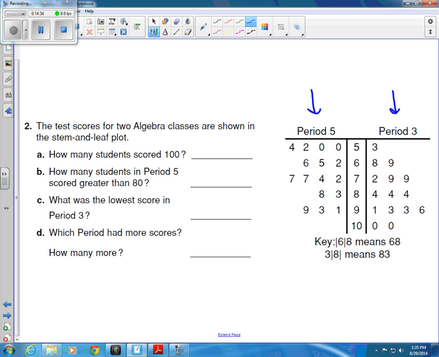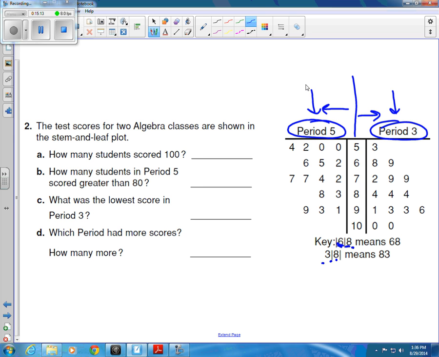Let's answer some questions. Again, the most important thing is to look at our titles, period 5, period 3, which means all the numbers on this half are represented by our 3rd period, and this half are represented by our 5th period. We also have a key with a number in the middle and a number on the outside, and what that represents. It looks like our stem is taking place in the tens spot. Our leaf is taking care of the ones spot, which is why the 6 with the bar and the 8 means 68, and the 8 with the bar and the 3 means 83.